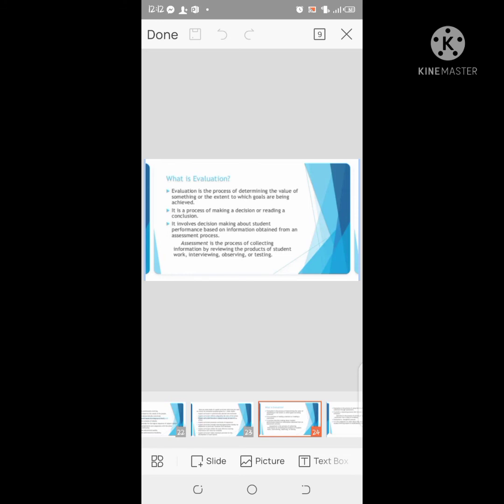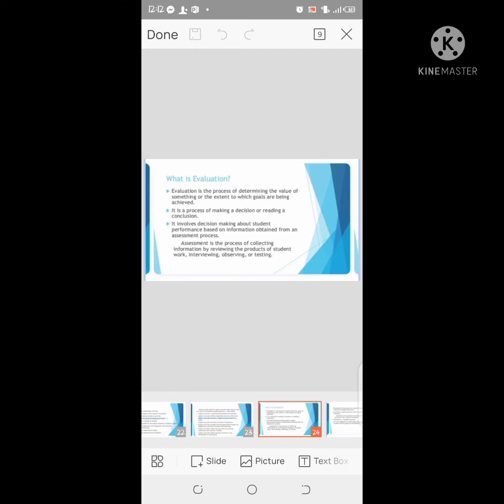So the evaluation is making a conclusion about, for example, the curriculum, whether they achieved the subject matter that they want students to reach. Next, it is a process of making a decision or reaching a conclusion. So it's about a conclusion or judgment about the thing you did, especially the curriculum. Next, it involves decision making about students' performance-based information obtained from the assessment process.